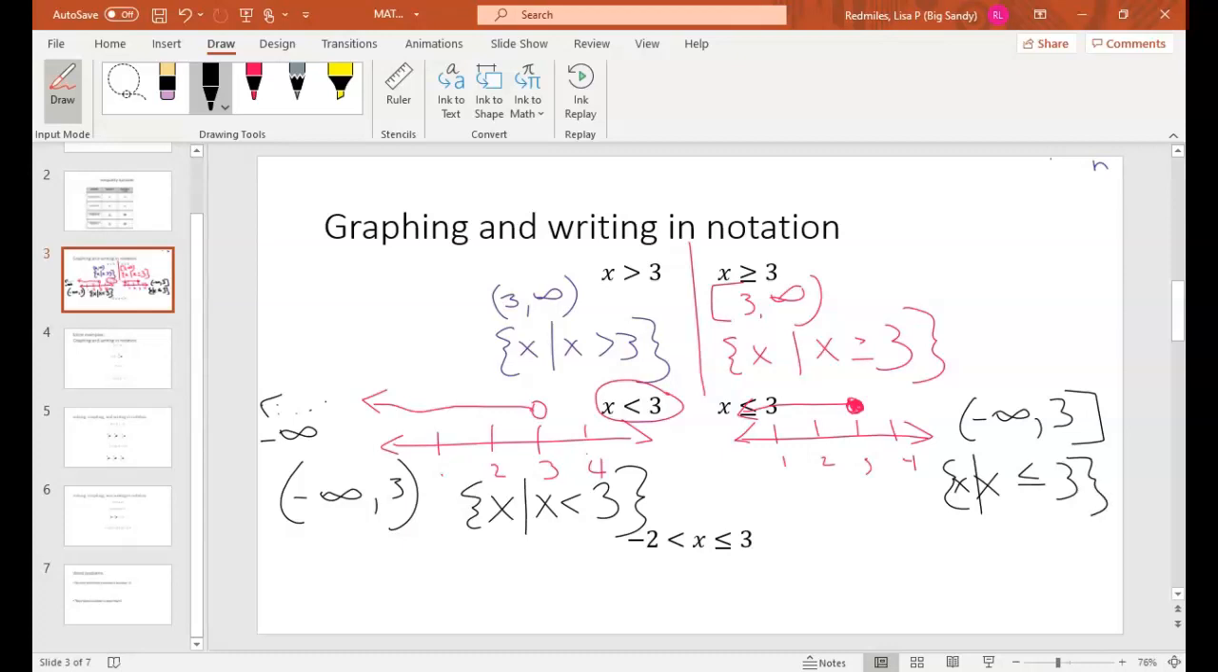Now, MyLabs Plus, usually when it asks you to do this, sometimes it'll give you the parentheses. Sometimes it'll give you those brackets. So make sure that you write it both ways, or it'll say you're wrong.